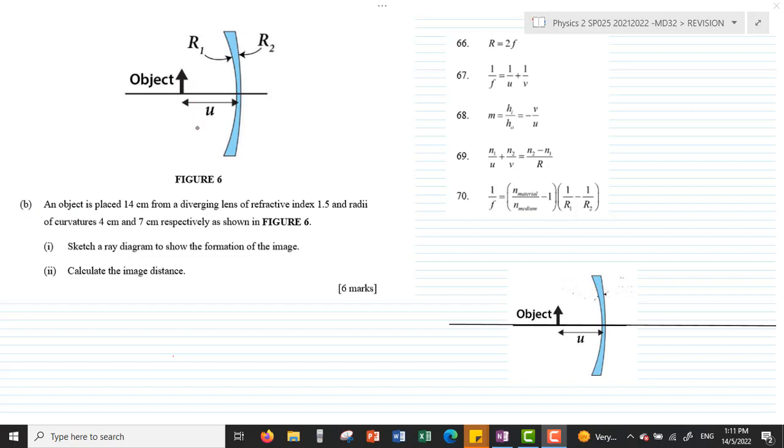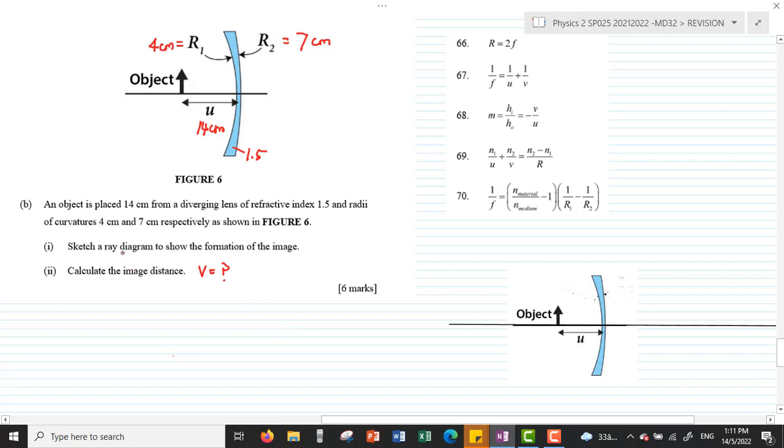An object is placed 14 cm from a diverging lens of refractive index 1.5. So the material we use to make the lens is 1.5 and the radii of curvature for the lens are 4 cm and 7 cm respectively, as shown in figure 6. Number 1, sketch a ray diagram to show the formation of the image. Number 2, calculate the image distance. Image distance is represented by v, so we want to determine the value of v.